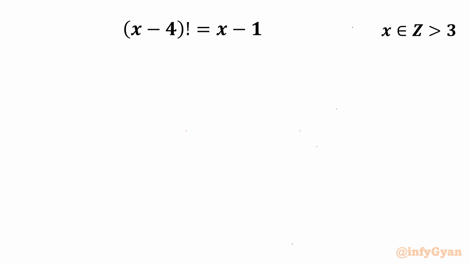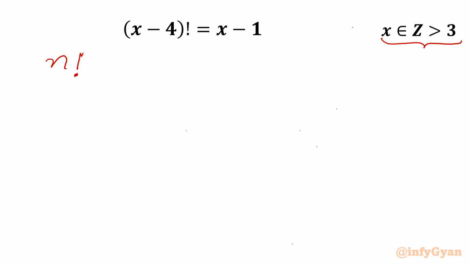In this video, we are going to solve one very interesting question from factorial equations. It is (x − 4)! = x − 1, given that x is an integer which is greater than 3. So let's get started with our recursive formula.